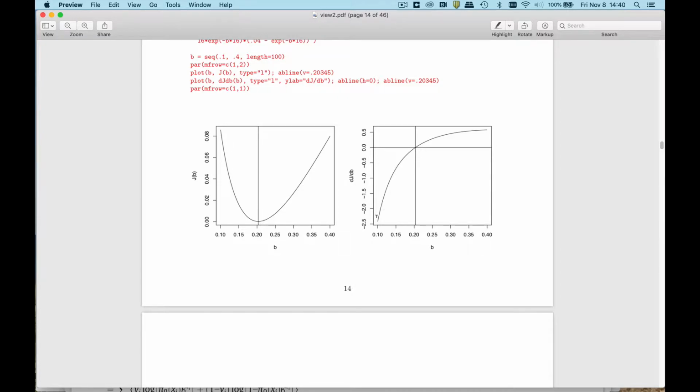I happen to have the first derivative over here. There are a number of ways to write this derivative. One is to write it as dJ/db. So dJ over db is just a small infinitesimal change in the function divided by a small infinitesimal change in the parameter. So that's the slope.